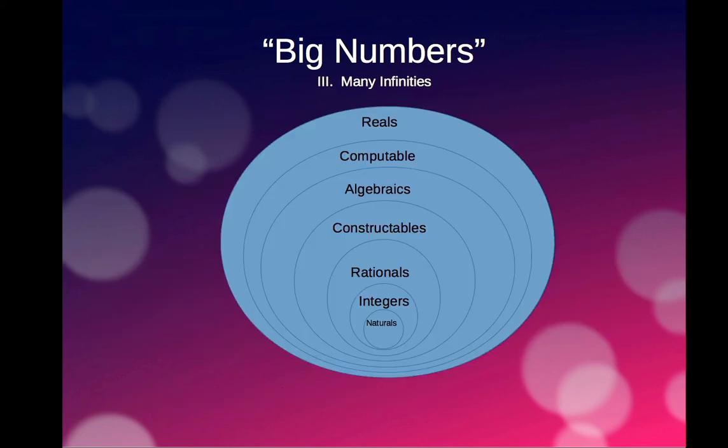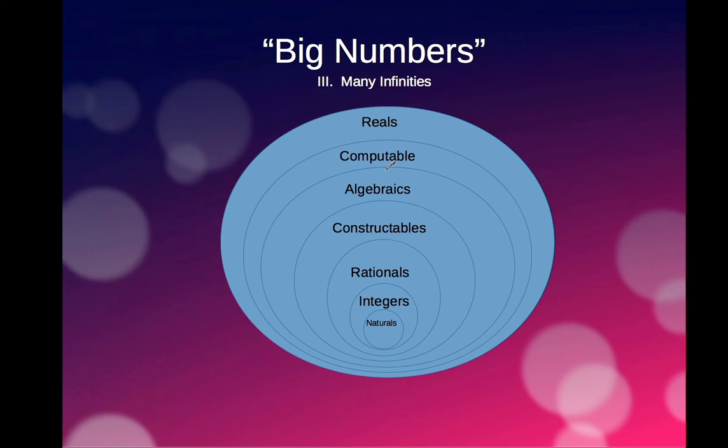So let's get a quick summary here. We've talked about everything inside this circle here: the rationals, integers, and naturals. The cardinality of these three groups of numbers are all the same. And you know what? It's actually true of the constructibles, and it's also true of the algebraics.